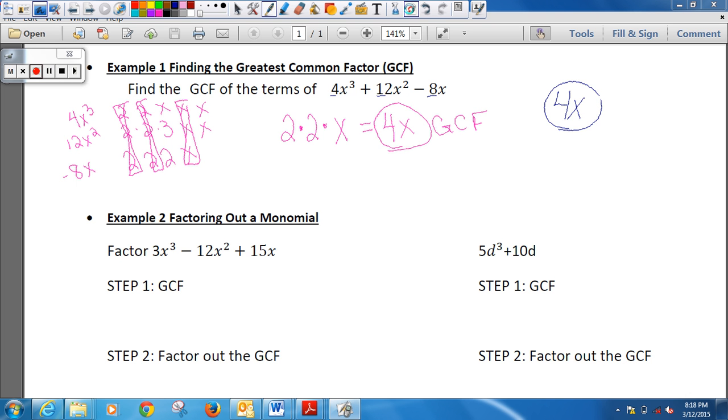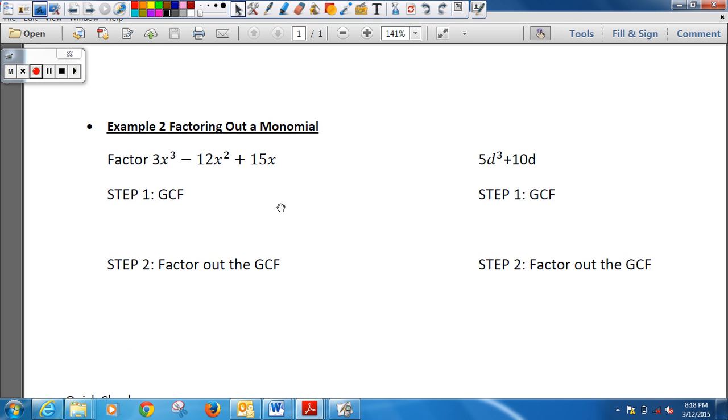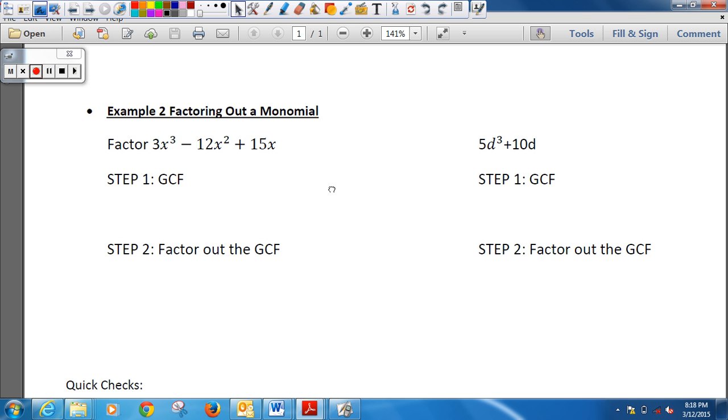So now we're going to find out how we use that GCF in order to help us factor. If I look here, my step 1 is to find the GCF. My smallest number here is 3. 3 goes into both 12 and 15. So that means I'm going to take out a 3. X is my variable. The smallest one only has 1. So my GCF is 3x. And now I'm going to factor that out.